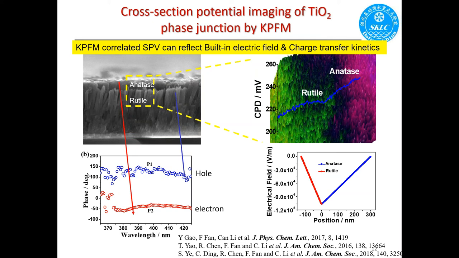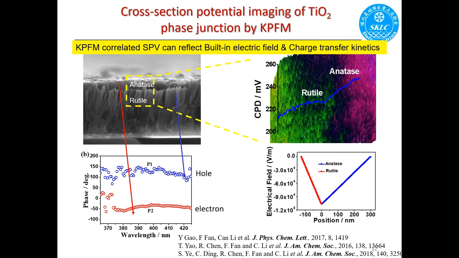Furthermore, you have a scanning probe. You can scan the interface. You see that the contact potential difference changes from rutile to anatase, and we can fit the signal. It gives you the strength of the electrical field. It is about 1 kV per centimeter. So that's the reason why this phase junction can separate the electrons and holes.